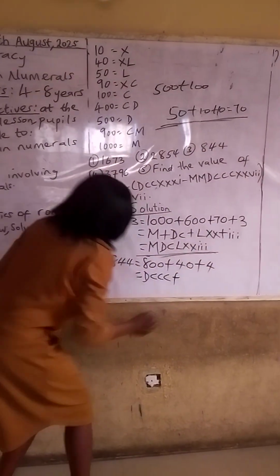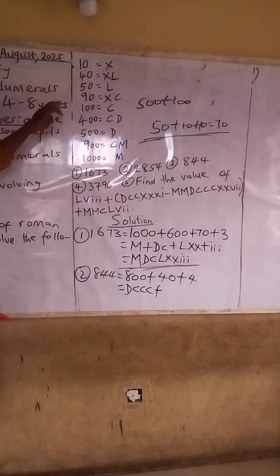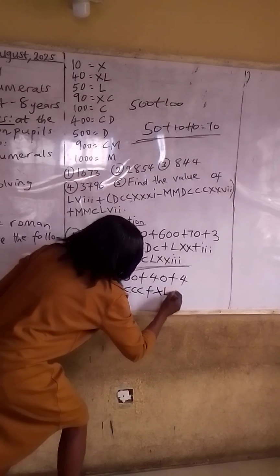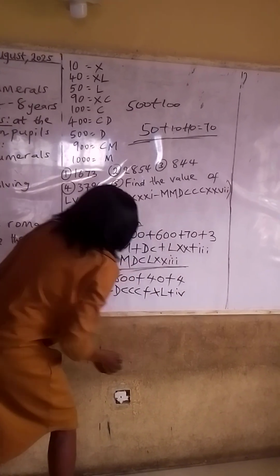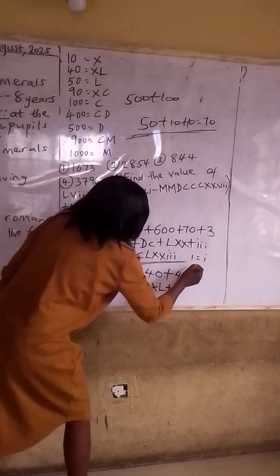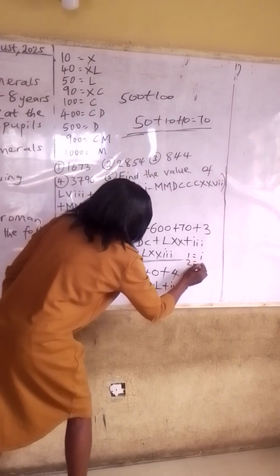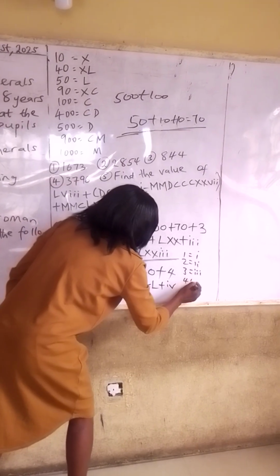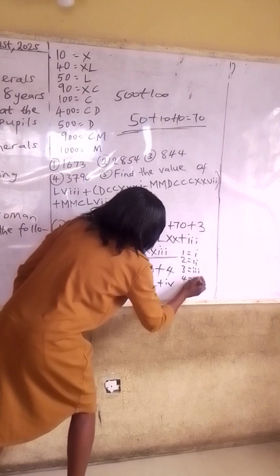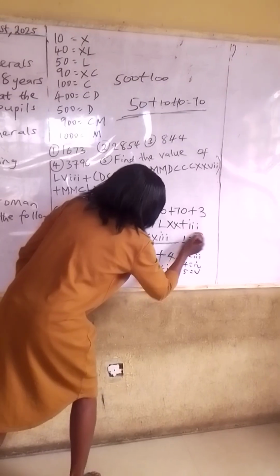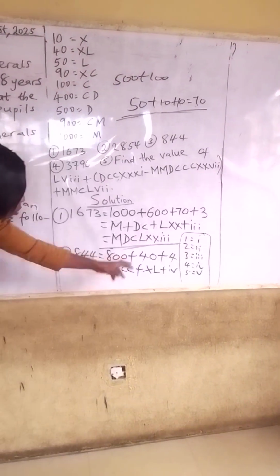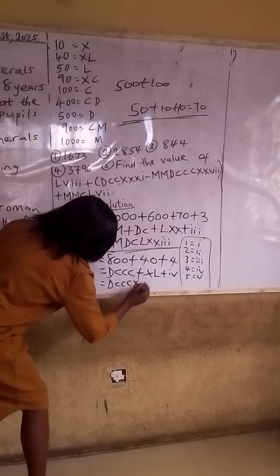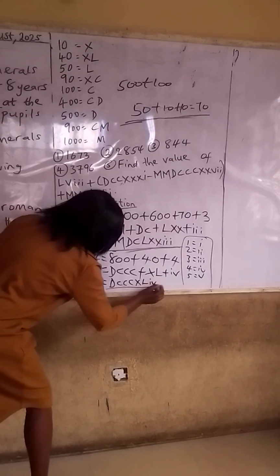Put your plus sign. Then we have 40. Look at 40 here. From the basics, 40 is XL. Plus 4 is IV. Don't forget 1 is I. 2 is II. 3 is III. 4 is IV. And 5 is V. I believe everyone should know this. So that's what we got. The final answer here will give us DCCC XLIV. That's the final answer.